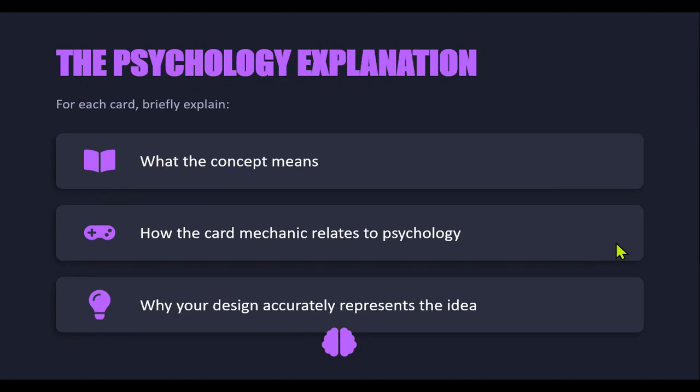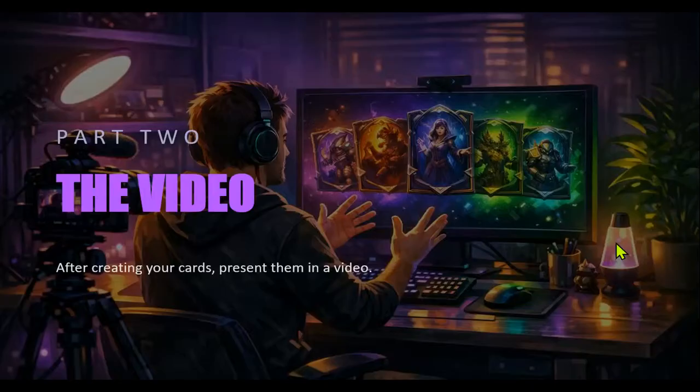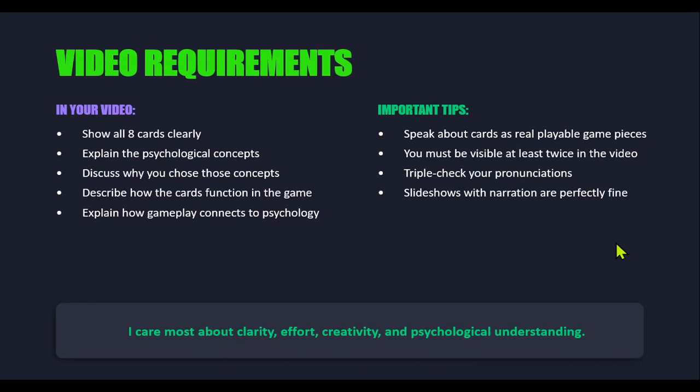This is the point where you're able to explain how your design accurately represents the concept that you have chosen from the book. Now, once you have created your 8 cards, now it's time to make your video presentation. The video should include all 8 cards.